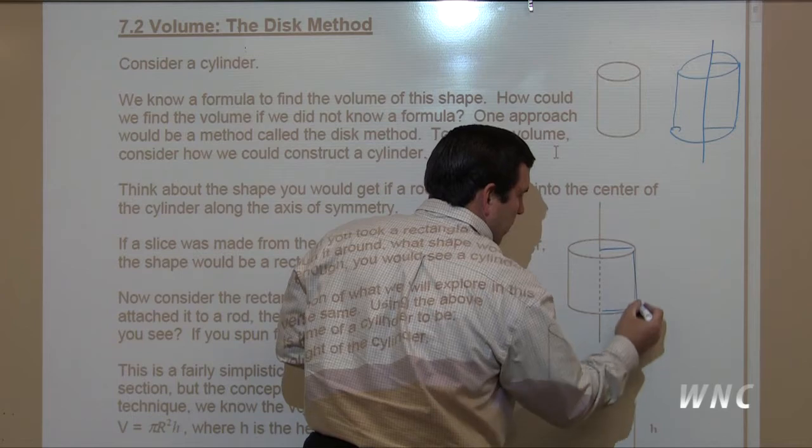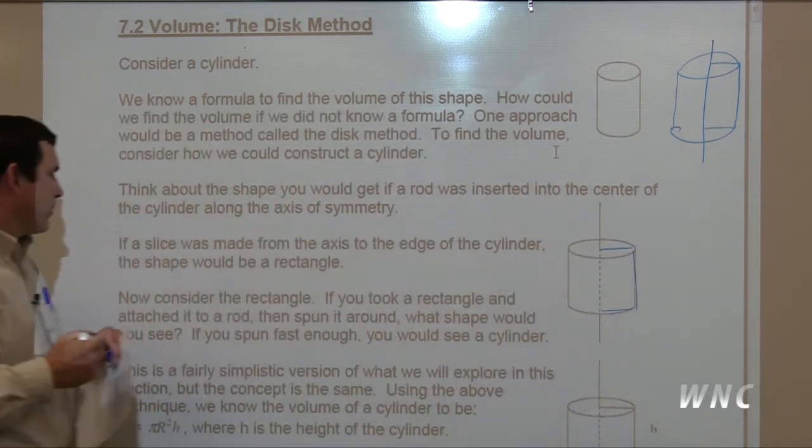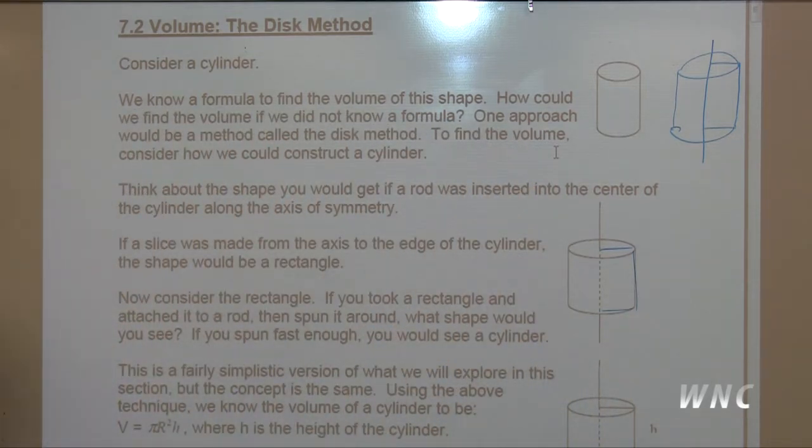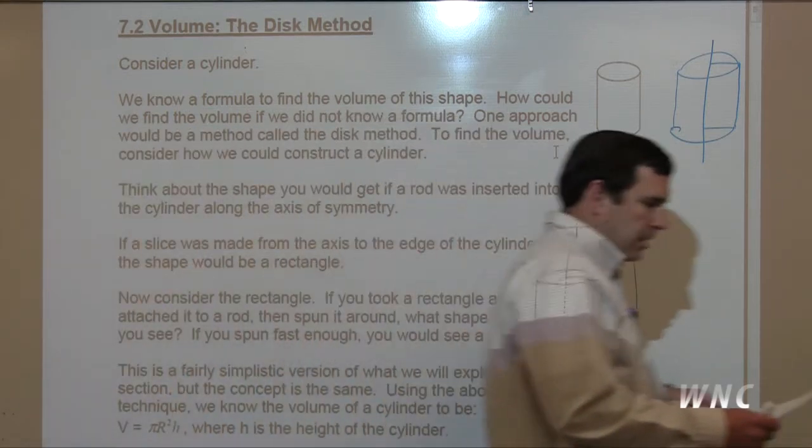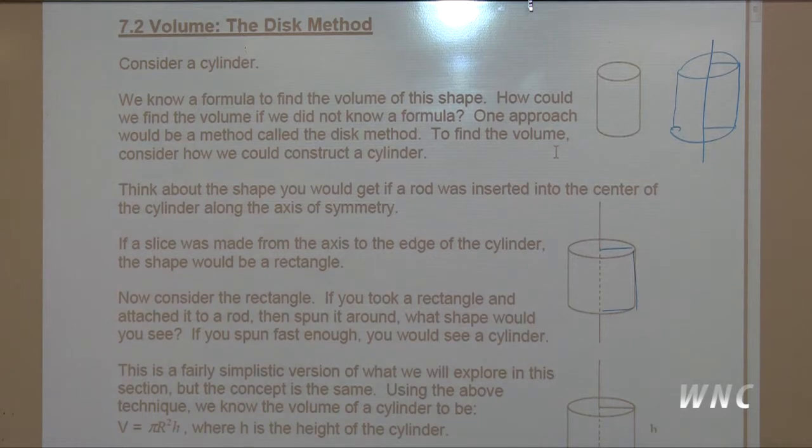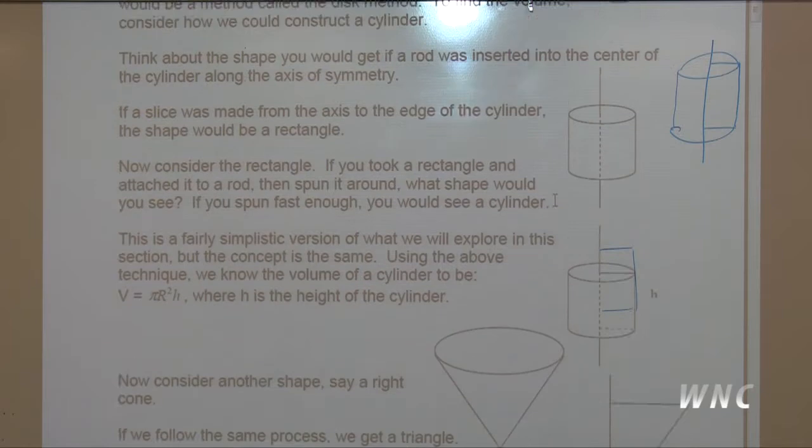You get that rectangular shape, which is then rotated around. Now consider the rectangle. If you took a rectangle and attached it to a rod and then spun it around, what shape would you see? If you spun it fast enough, you'd see a cylinder. This is a fairly simplistic version of what we'll explore in this section. The concept is still the same.